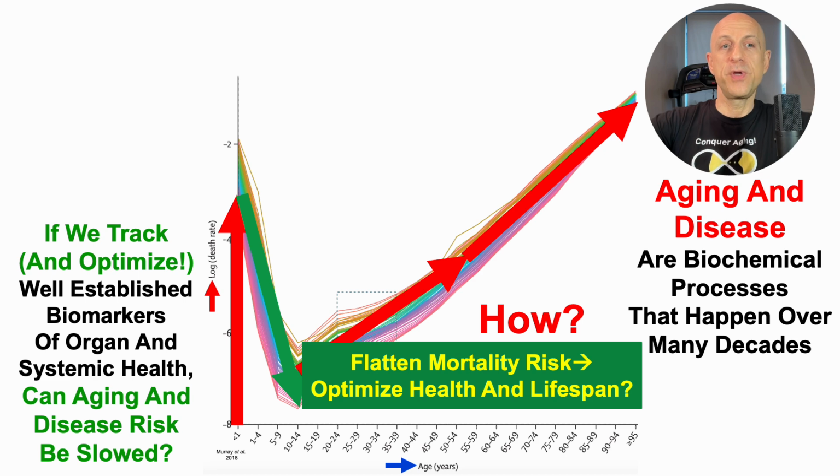So with that in mind, if we track and optimize biomarkers towards youth, and push them towards lowest risk of death for all causes, whether it's by using exercise, diet, supplements, etc. So if we track and optimize well-established biomarkers of organ and systemic health, can we slow aging and minimize disease risk with the goal of maximizing longevity?